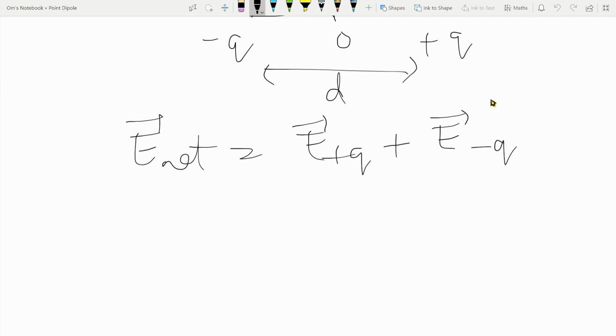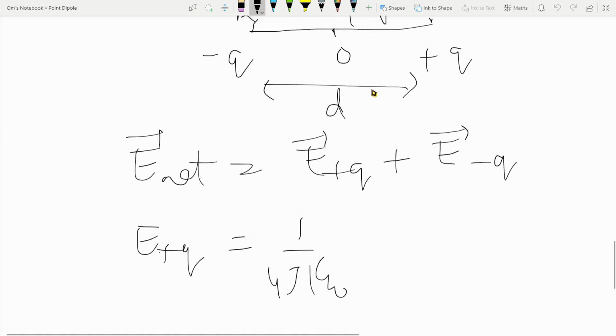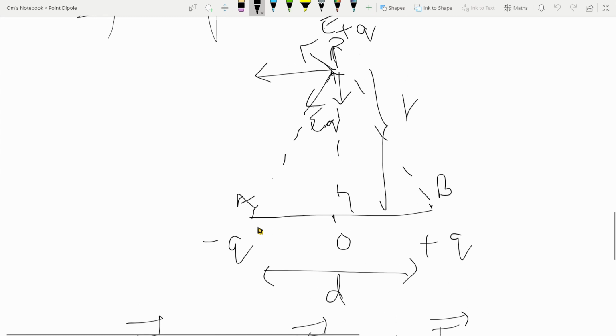Right? What is E plus Q? Now we can see that if I consider this distance to be about d by 2, and this distance to be r, then the length AP, which you really can't see point P written over there, so let me just make that clear. This is point P. The length AP over here is actually a root of r square plus d by 2 the whole square.